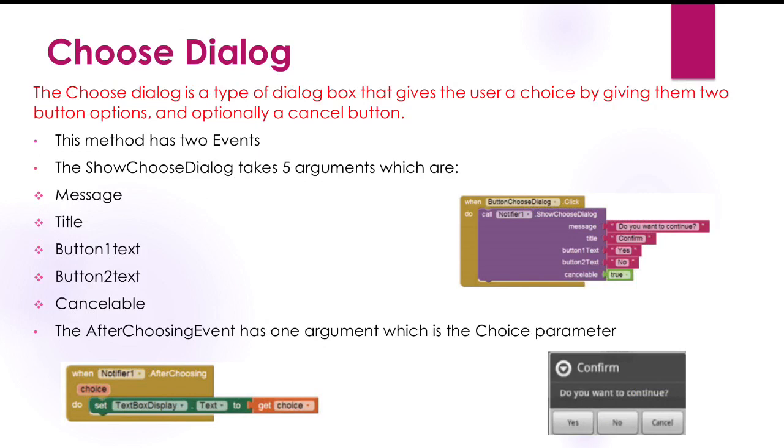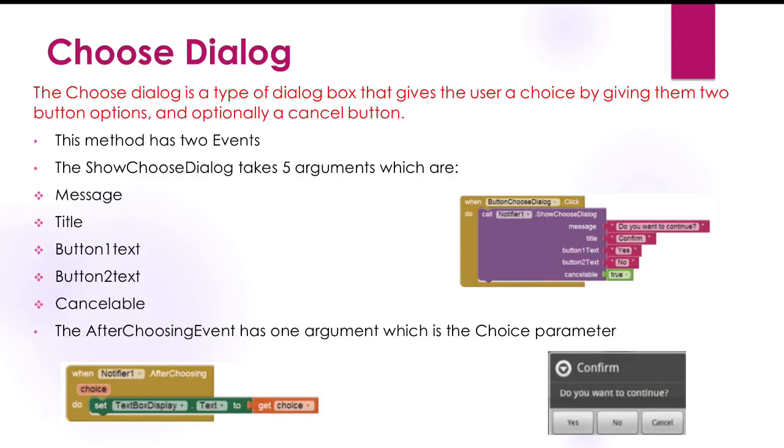The first one is message. This displays the text of the message. The second argument is title, which displays the title on the dialog box, and the third one is button text 1, which displays the text of the first button. The fourth argument is button text 2, which displays the text on the second button, and the fifth argument is cancelable. This argument is determined after looking at if the argument is true or false. If the argument is true, then there will be a cancel button with two other buttons. And an example of the button choose dialog is the first image on this screen.